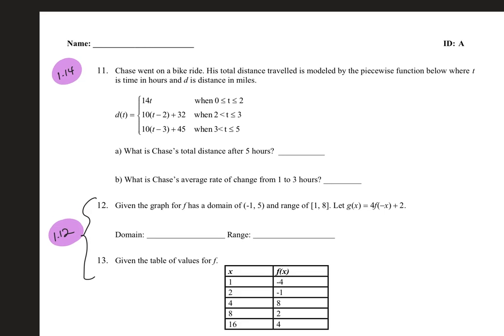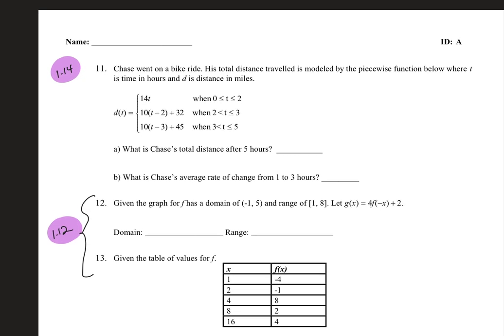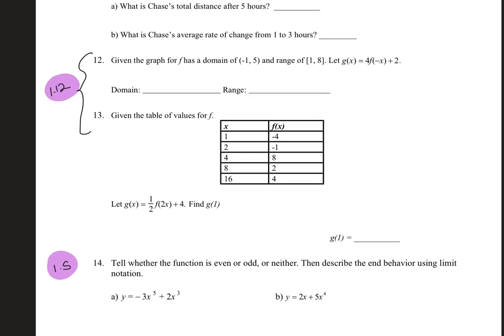All right, 11 was your piecewise function, and that's 1.4. 12 was domain and range based on transformations. 12 and 13, and that's from 1.2. 14 is even odd. That's from 1.5. Even is if I plug in the negative and it goes away. Odd is if I plug in the negative and it changes every term, because even is symmetric to the y-axis and odd is symmetric to the origin.